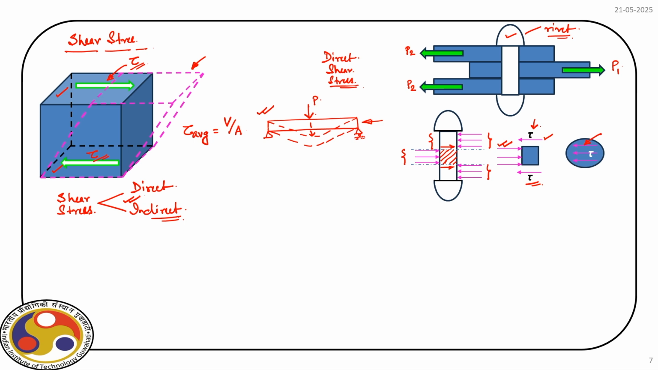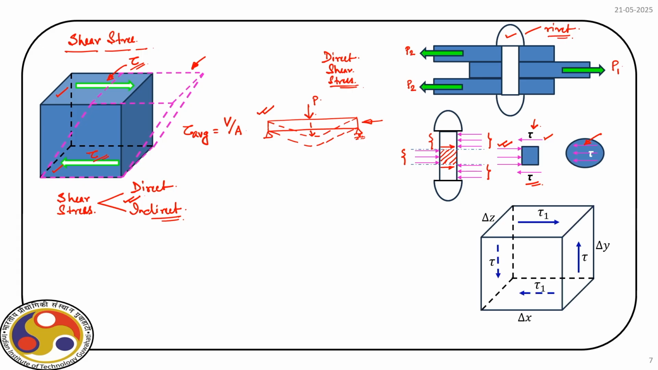Okay. So, now again let us consider the same cuboid, but in this case we have shear stress acting on the opposite faces. So, you can see we have tau here on this face, and along the opposite face we have tau in the opposite direction.